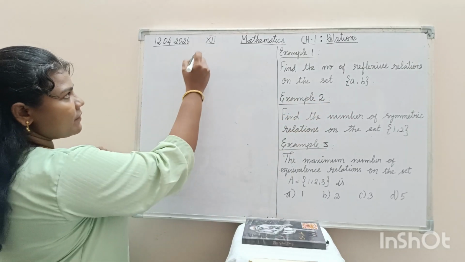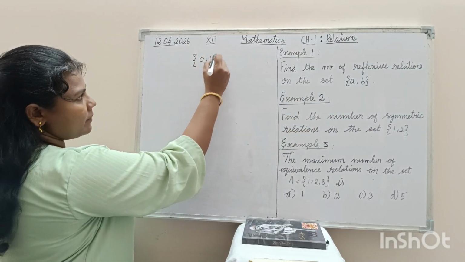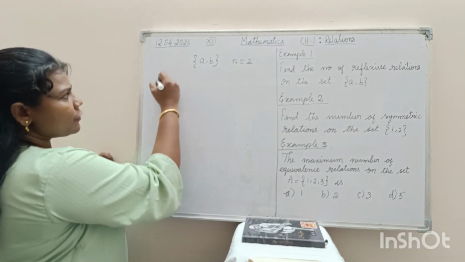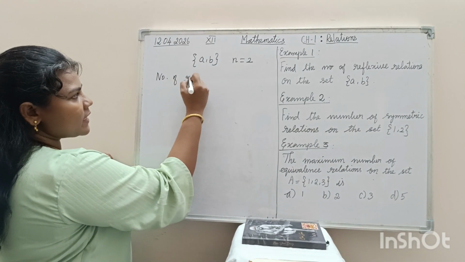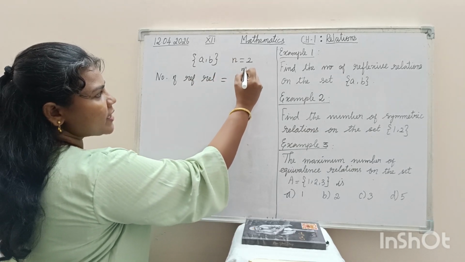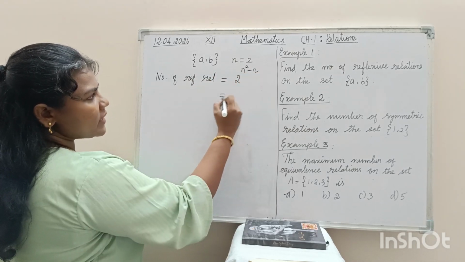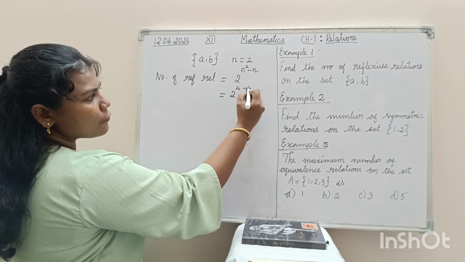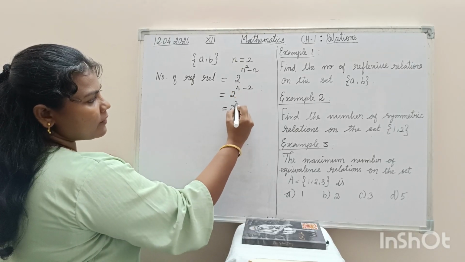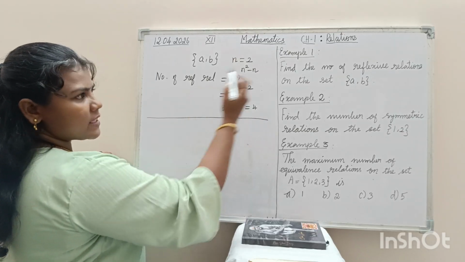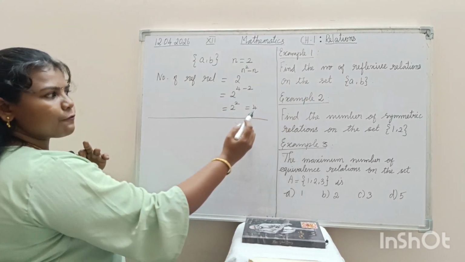We consider the given set with elements A and B. Here, the number of elements in the set is 2. We know the formula: the number of reflexive relations is equal to 2 power n square minus n. Now we substitute n equal to 2. So 2 square is 4, 4 minus 2 gives 2, so 2 power 2 is equal to 4. Therefore, the number of reflexive relations on the given set is 4.